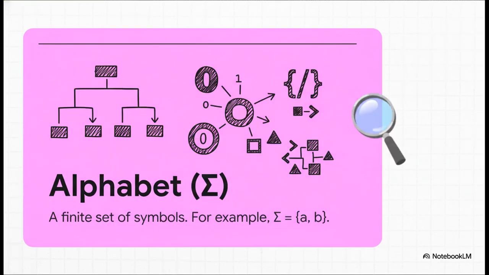Okay, so you take those symbols and you group them together into an alphabet. This is just the complete finite set of all the symbols we're allowed to use. So for a binary system, right, the alphabet is tiny, just 0 and 1. But for a programming language, it's way bigger. It's all the letters, numbers, and special characters you see on your keyboard.